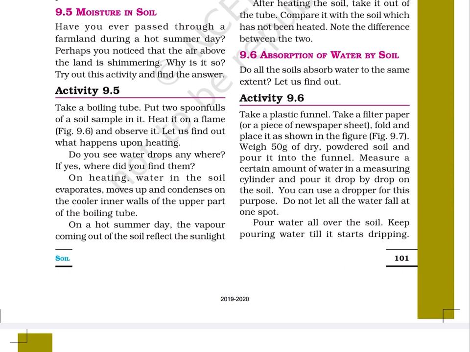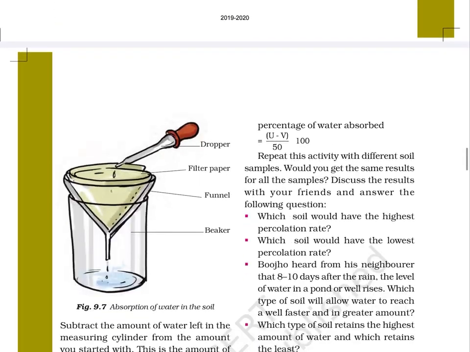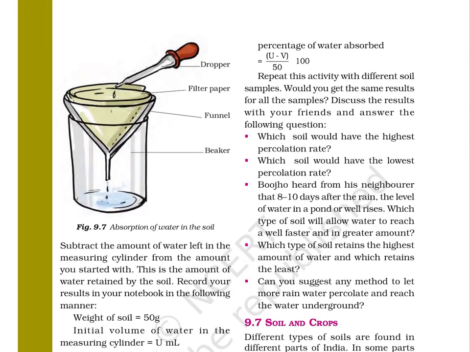You can use a dropper for this purpose. Do not let all the water fall at one spot. Pour water all over the soil. Keep pouring water till it starts dripping. Page 102. Figure 9.7. Absorption of water in the soil. In this figure, we can observe a beaker. On the top of beaker is a funnel. Over the funnel is a filter paper. Over the filter paper, water is being dropped with the help of a dropper.